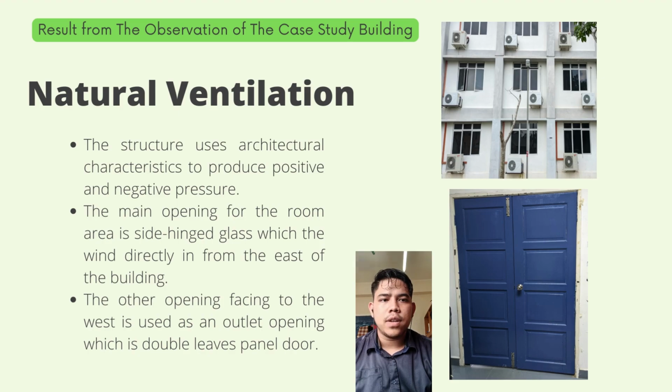The main opening for the room area is a side hinge glass, with the wind coming directly in from the east of the building as shown in the figure beside. Meanwhile, the other opening facing west is used as an outlet opening, which is a double lift panel door as shown in the figure beside.